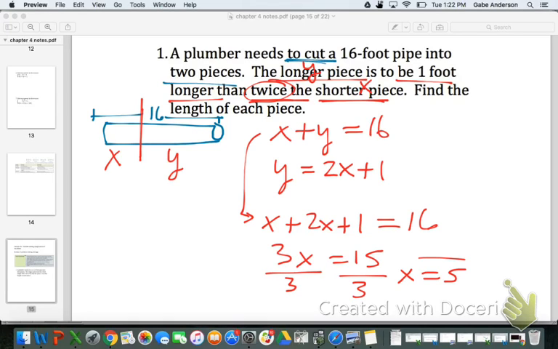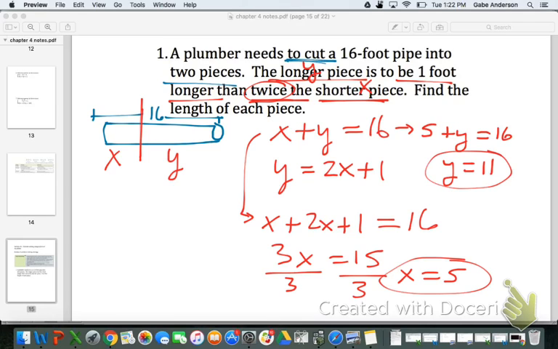And then you plug 5 in for x on your equation. Okay, which one did you use? The top one. Okay, so plug 5 in for x. And subtract 5 from both sides, and y equals 11. So in the context of this question, what does that mean? What does the 5 mean? 5 feet. 5 feet and 11 feet. Yep, so 5 feet for the short piece and 11 feet for the long piece.